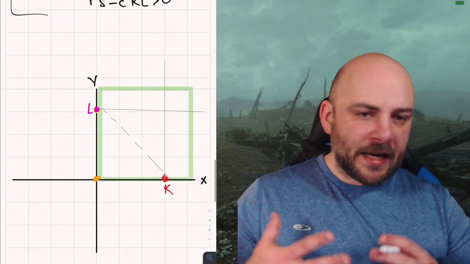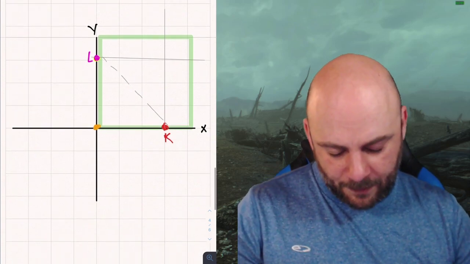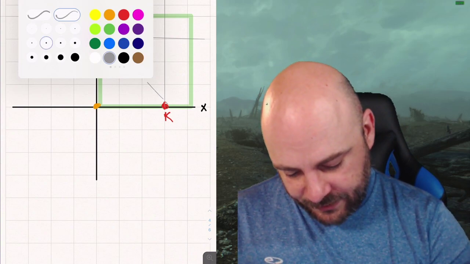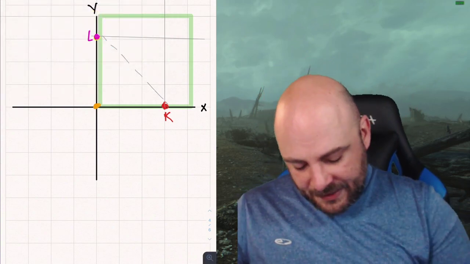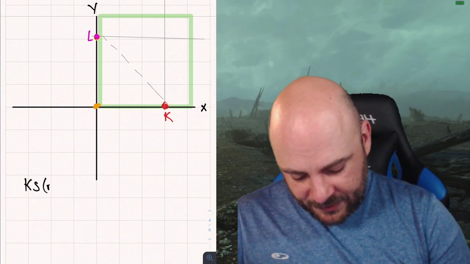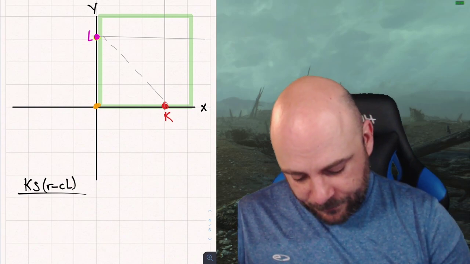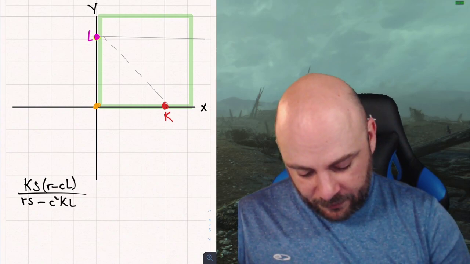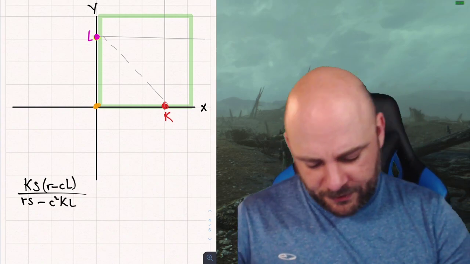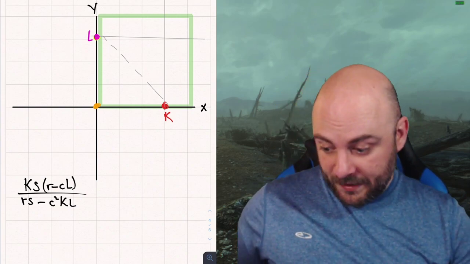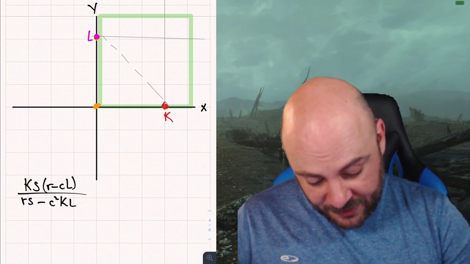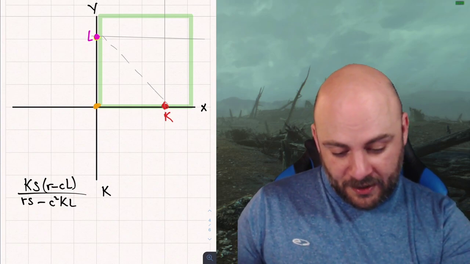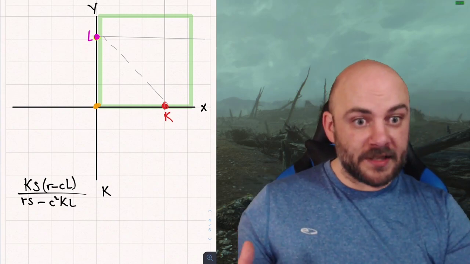Since it's competition, and I want to keep it within the context of mathematics, within the context of the biological example, it needs to make good biological sense. Okay? So I need that Ks times R minus Cl divided by Rs minus C squared Kl. I think I said Rs in the top. I didn't mean to. I want this whole big thing here, I want to understand its relationship to the value K. Because this is the X coordinate of my fixed point, I want to know, am I to the left or to the right? That's the first thing I need to determine.